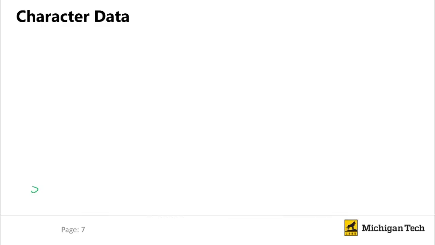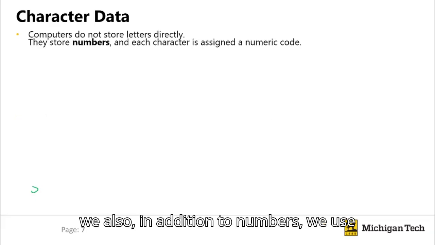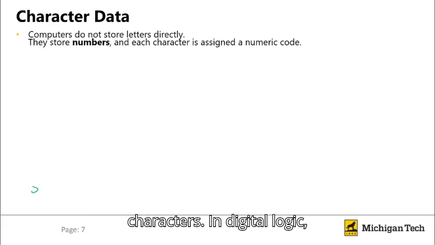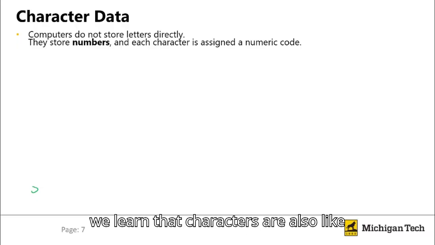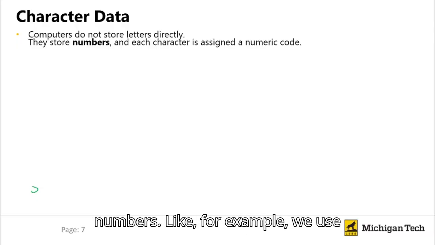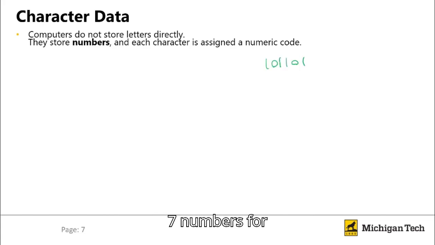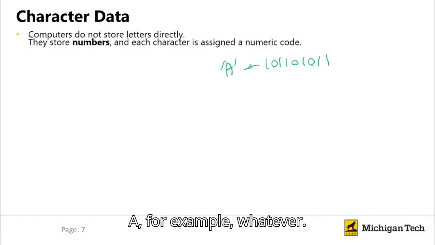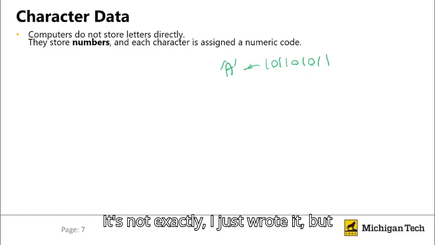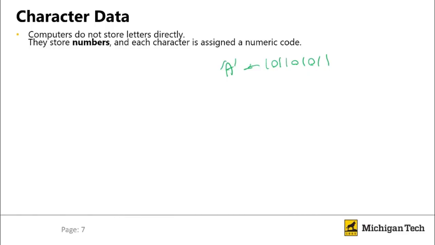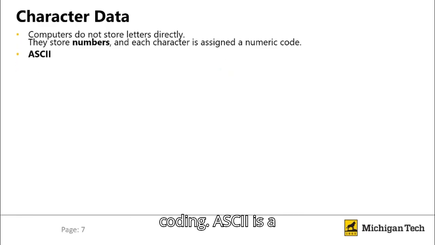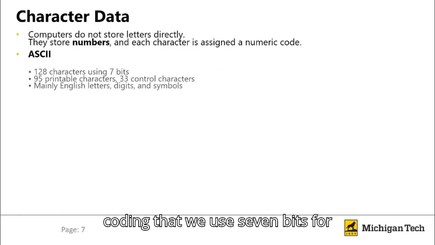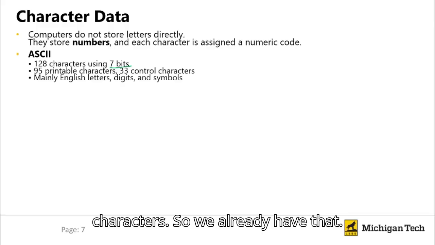The next part of the class, we're going to talk about some character data. As we know, in computers, in addition to numbers, we also use characters. In digital logic, we learned that characters are also like numbers. Like, for example, we use 7 bits for one character, like A, for example. It's not exactly, I just wrote it, but this is called ASCII. ASCII is a coding where we use 7 bits for characters. So we already have that.